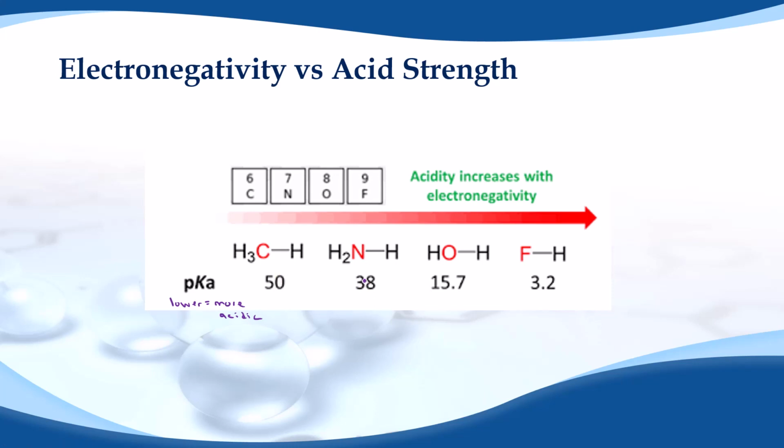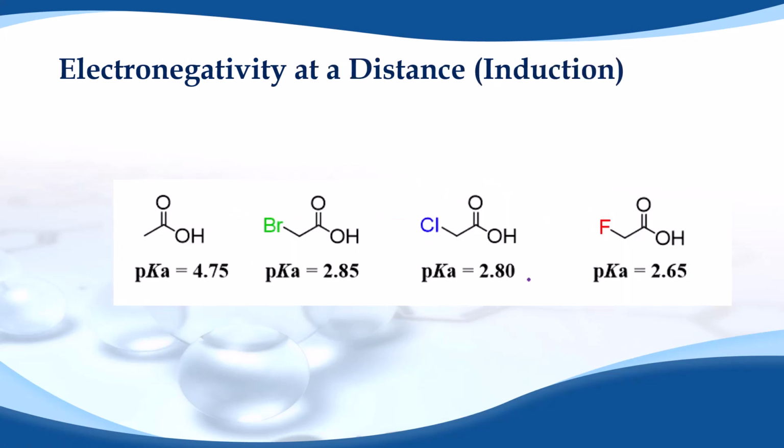Ammonia is a little bit more acidic because nitrogen is more electronegative. Water is more acidic than ammonia because oxygen is more electronegative. And HF is more acidic than water because fluorine is more electronegative. So as we increase the electronegativity, we increase the acidity. This happens whether it's directly bonded to hydrogen or not. What we have here are different variants of acetic acid. Electronegativity's effect at a distance is called induction.